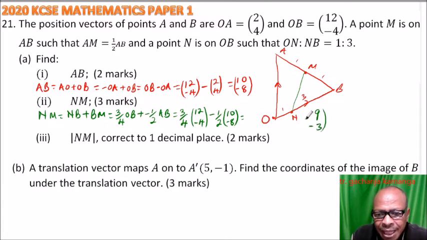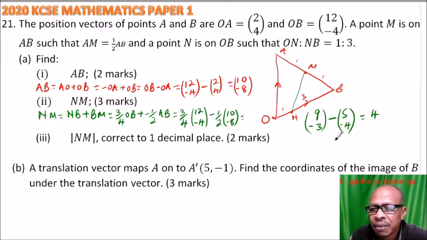that will give us minus 3. And then now we have a half of 10 is 5, a half of minus 8 is minus 4. So this is equal to 9 minus 5, that will give you 4. Minus 3 minus minus 4. Minus and minus will be positive. So it will be minus 3 plus 4, which will give us 1. So that is the vector NM. I hope you have followed that.